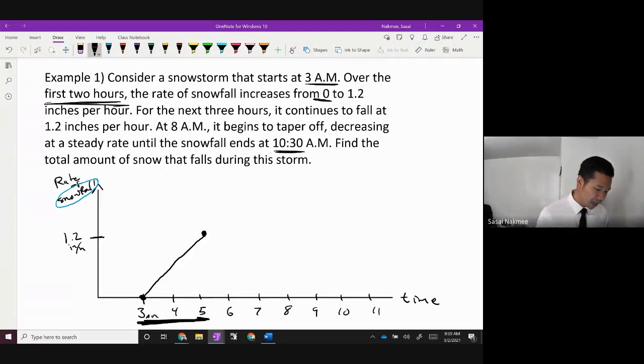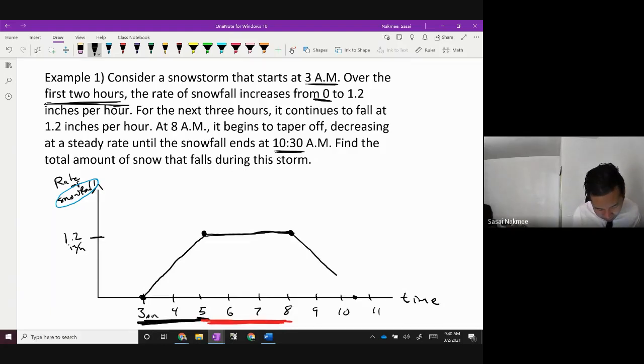Now, for the next 3 hours, it continues to fall at that rate. So the next 3 hours would be from here at 5 a.m., 6, 7, 8. That's the next 3 hours. And for the next 3 hours, this thing falls at a constant rate of 1.2, meaning it doesn't increase, it doesn't decrease, it just falls at a steady rate of 1.2 all the way till 8 a.m. That right there. Okay? And then after 8 a.m., it begins to taper off, decreasing at a steady rate until the snowfall ends at 10:30. So it goes down like so, all the way down to 10:30, like so.